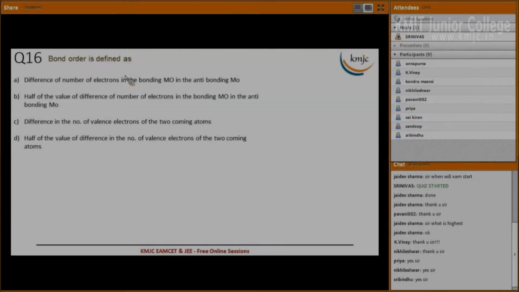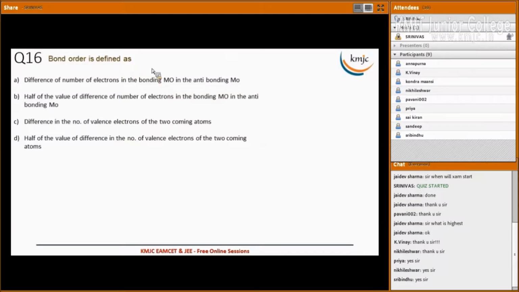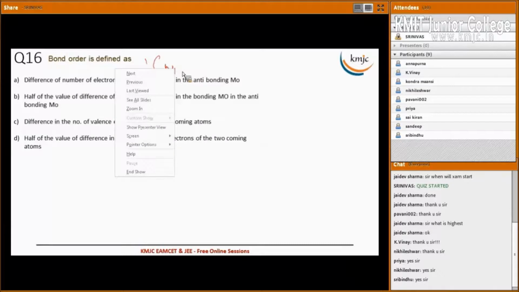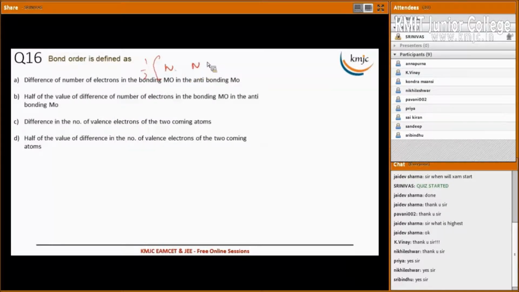Bond order is defined as what? Half of NB minus NA. So what does this mean? NB is nothing but the number of electrons in bonding molecular orbitals, while NA is nothing but the number of electrons in anti-bonding molecular orbitals.